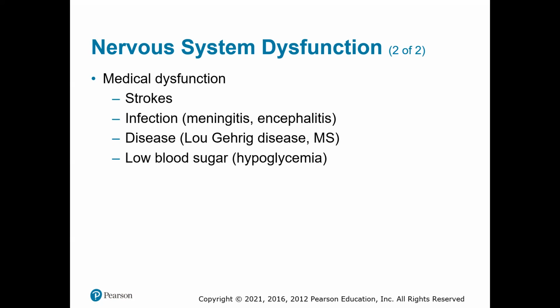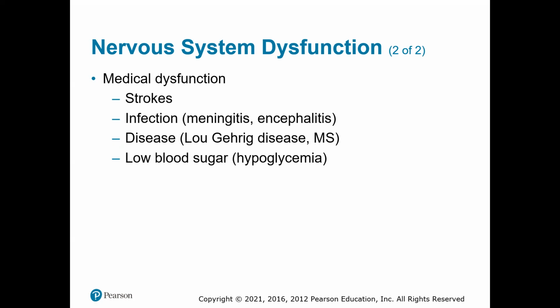Medical dysfunctions that damage the nervous system can be from strokes. So the brain itself is not getting the nutrients, the oxygen, the glucose that it needs. And so part of it starts to die, and then the brain's not able to send signals to the appropriate body parts. Could be from infection. If the meninges get infected, it causes meningitis. There's bacterial meningitis, which is more fatal than viral meningitis. Encephalitis is another infection that affects the brain.